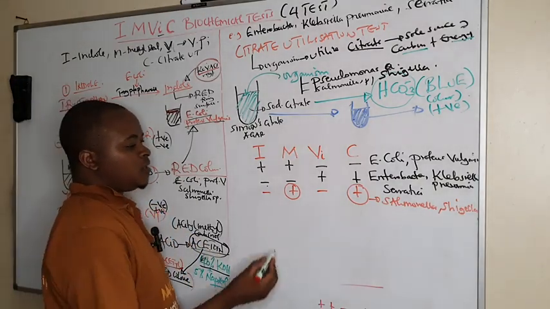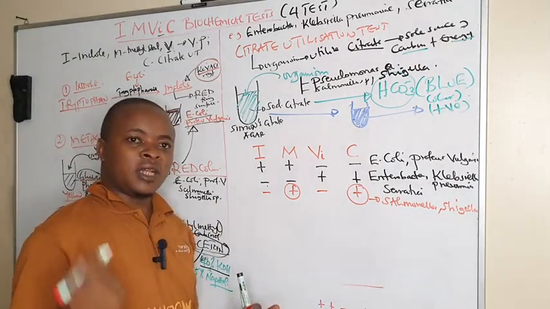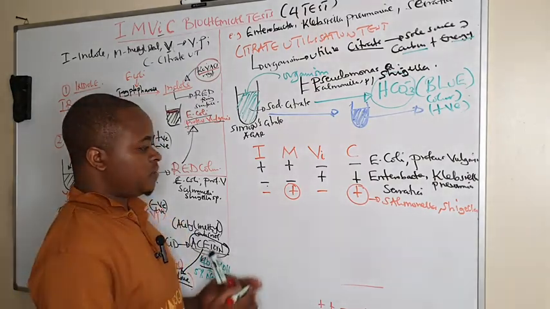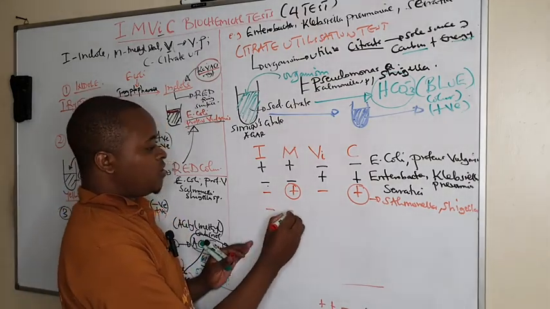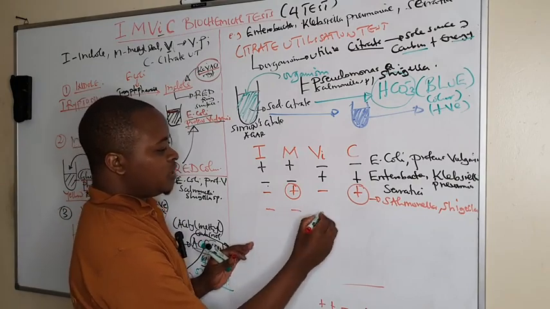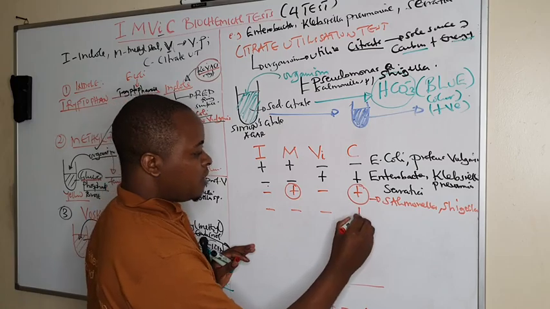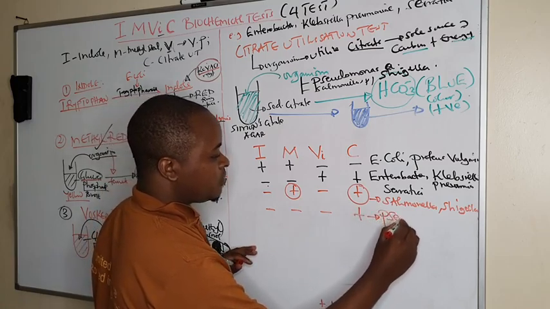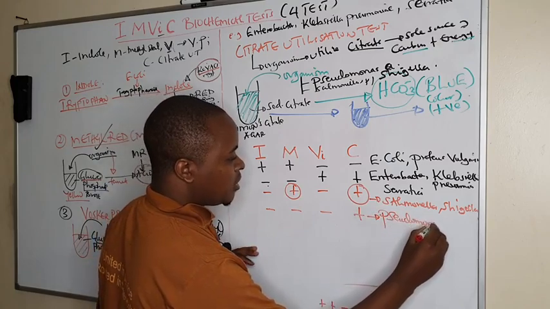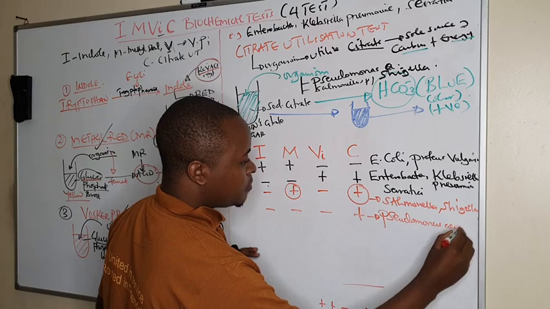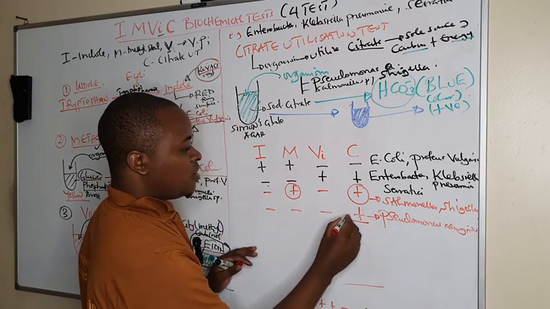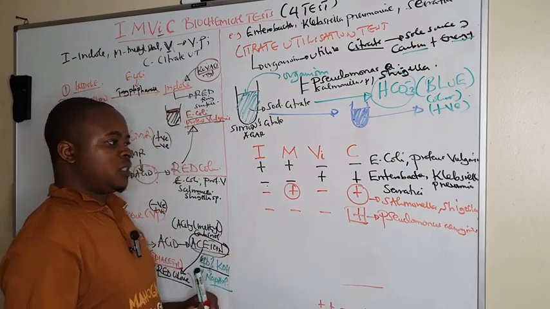Then the last scenario is whereby you find an organism is only positive for citrate. You find it is negative for indole, negative for methyl red, negative for VP, but positive for citrate. And here a peculiar example is Pseudomonas aeruginosa, which is positive only for citrate utilization tests.